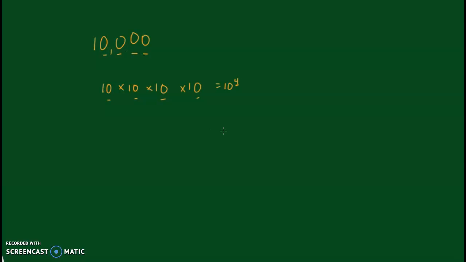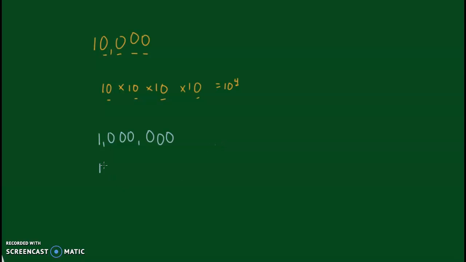That can be helpful going from just a number in standard form to exponential notation. And let's try 1 million. So I'm going to write down 1 million, and in your head or on paper, I'd like for you to write down exponential notation for 1 million.